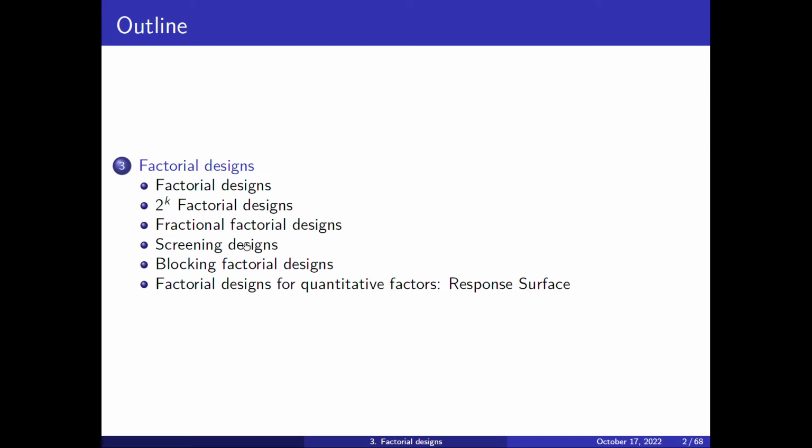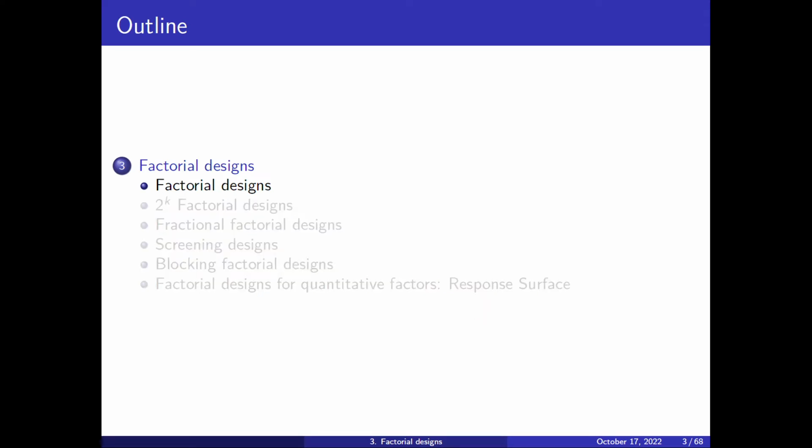A particular kind of interesting factorial design is one in which we have k factors, and each one of the factors has two levels, so this will be a special case. And at the end we will study how to use blocking with factorial designs and how we can make factorial designs for quantitative factors, not something having discrete levels but a whole continuum, and that is called the response surface method. Okay, so let's start with the factorial designs.